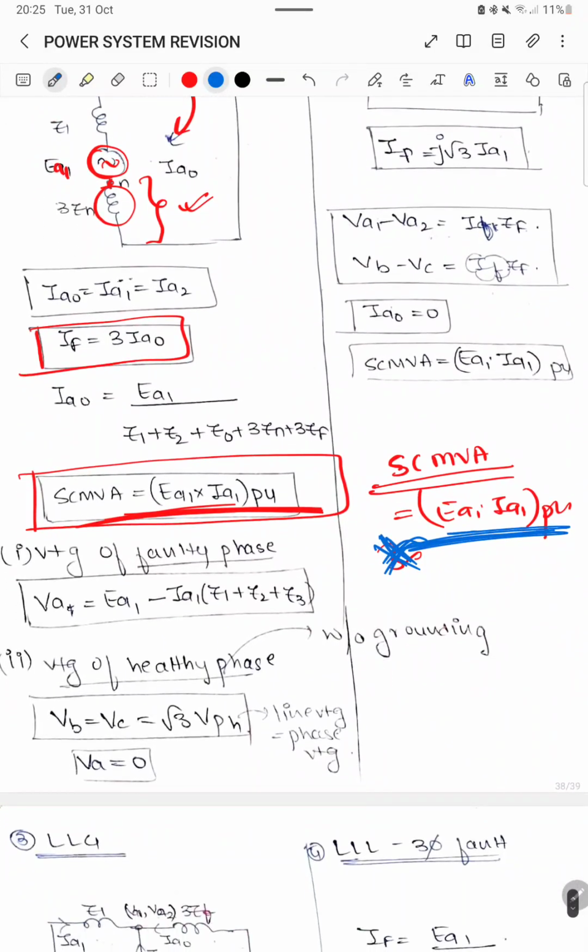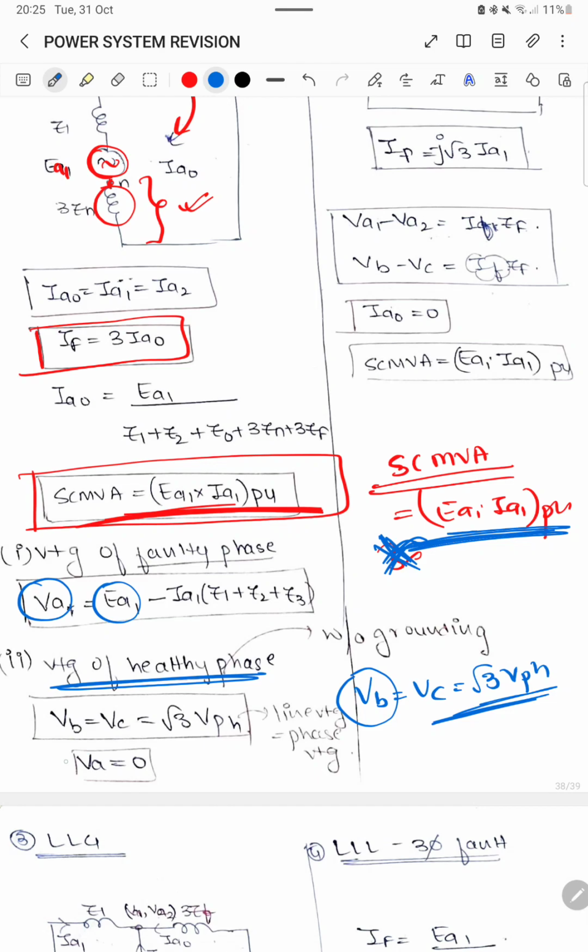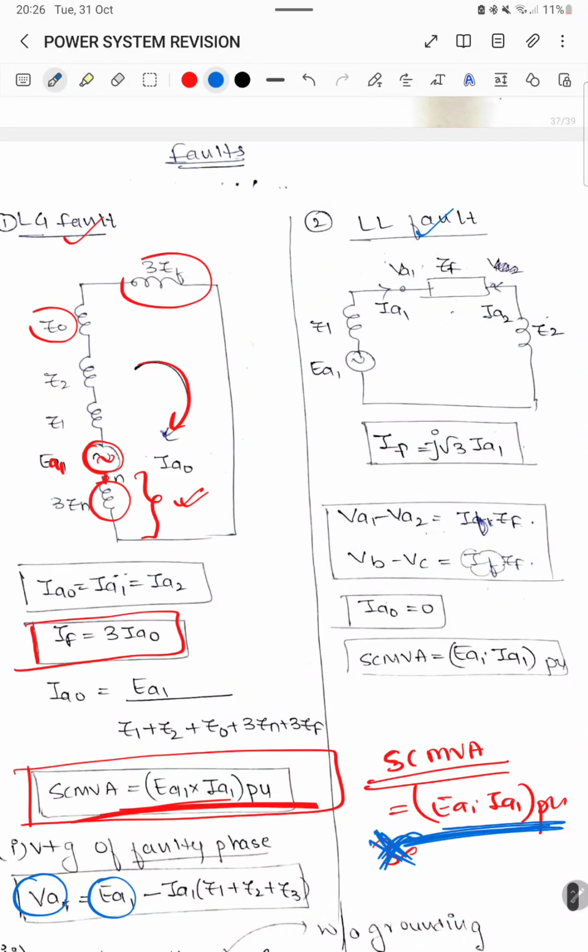Then an important concept is the voltage of the faulty phase. Let us say the fault is at phase A. So VA is EA1 minus IA1 times Z1 plus Z2 plus Z0. The voltage of the healthy phases, VB equals VC, is root 3 times V per phase. Now one thing to note here is that the line voltage becomes equal to the phase voltage, and VA0 remains 0.